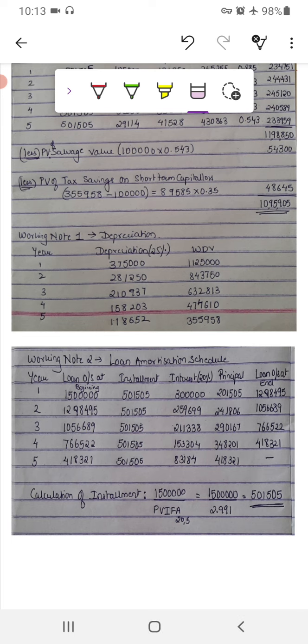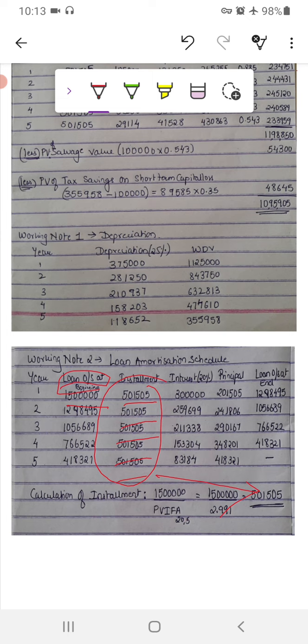So you have to prepare something called a loan amortization schedule. That is your working note number 2. So how do you calculate the loan amortization schedule? First is year, then is loan outstanding at the beginning. Okay, please remember, it is loan outstanding at the beginning. So how much is the loan outstanding at the beginning of the first year? It is 15 lakhs. You know the installment, 5,01,505. We have already calculated it over here. So installment values are fixed for all the years.